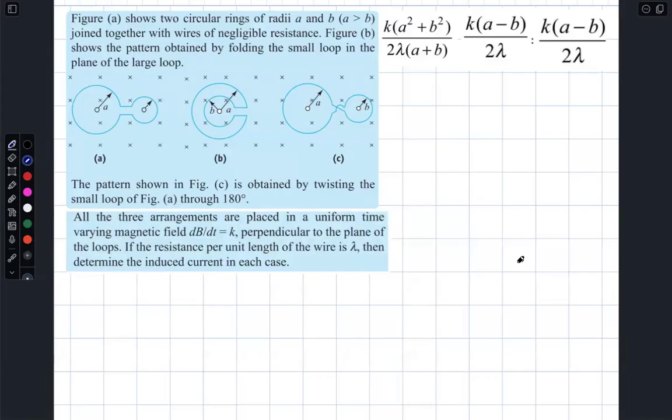All the three arrangements are placed perpendicular to the plane of the loops. If the resistance per unit length of the wire is lambda, then determine the induced currents in each case.